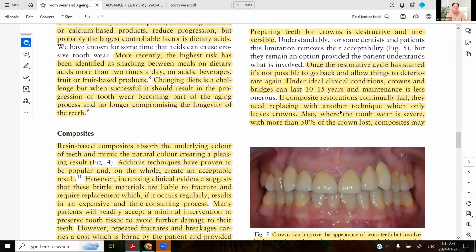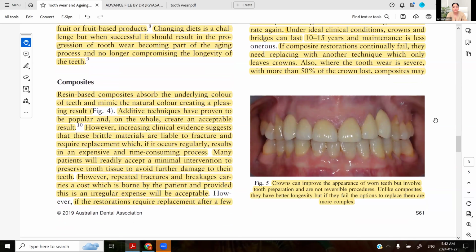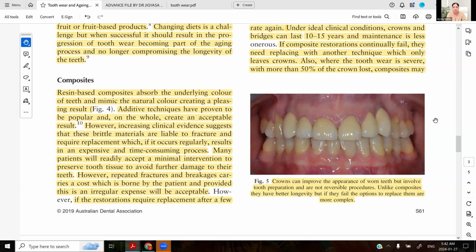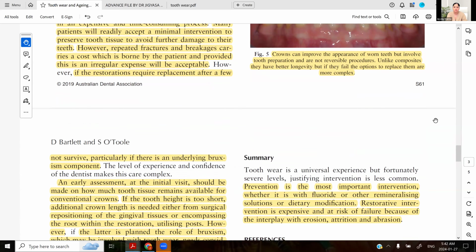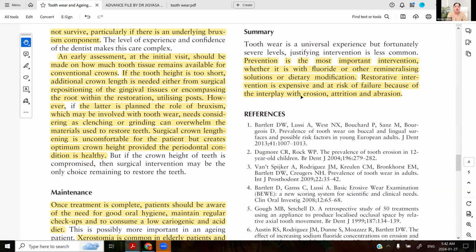If composites are continually failing and they need replacing with another technique, we are only left with one option, which is crowns. Also, where the tooth wear is severe, with more than 50% of the crown lost, composites are not your material of choice. They will not survive, particularly if there is an underlying bruxism component.